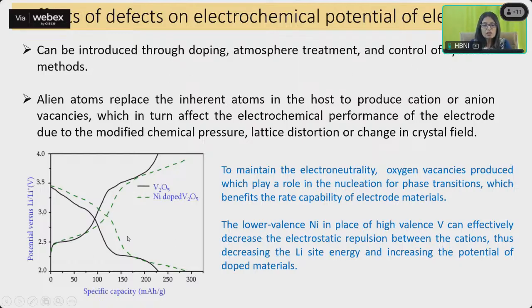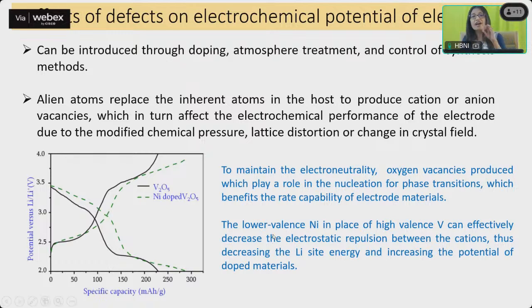Now if you look into this particular plot, this is the specific capacity, and on the y-axis you have the potential versus lithium ion. The original material which was used is vanadium oxide, and now you have doped some nickel in this vanadium oxide. If you have only vanadium oxide, the discharge capacity is around 225 plus minus some delta. But the moment you dope it with nickel, the specific capacity increases to almost 270 milliampere hour per gram.